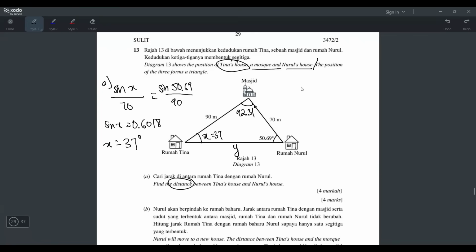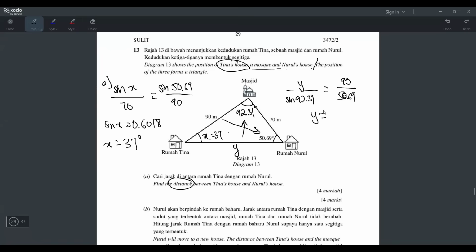So you are finding panjang, right? So the panjang, I will try to make it atas so that senang pindah nanti. So y over the opposite, sine 92.31, equals to the complete pair. And for the complete pair, I will take either one lah. Both pairs also can work. Let's take the 90 and 50.69 lah. So 90 over sine 50.69 degrees.